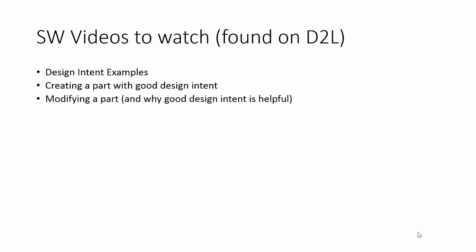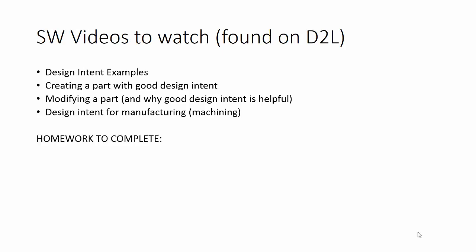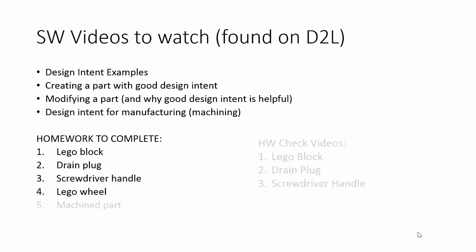And there are some SOLIDWORKS videos to watch that explain these. There are some design intent examples. There's creating a part with good design intent. There's modifying a part and why good design intent is helpful. There's a design intent for manufacturing or machining. And to go with this, we have homework to complete. There's a Lego block, a drain plug, a screwdriver handle, a Lego wheel, and a machined part.